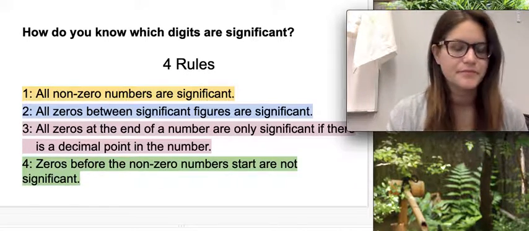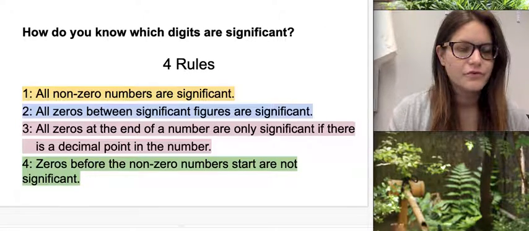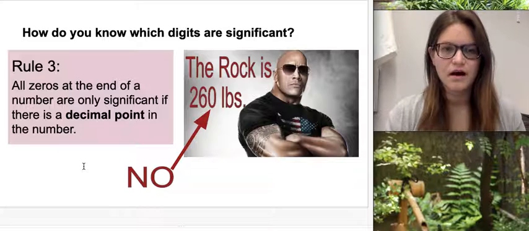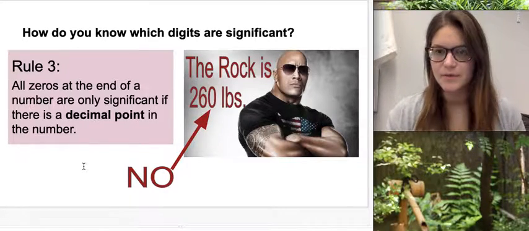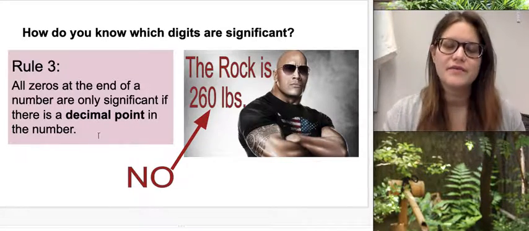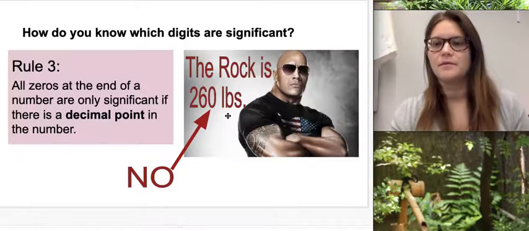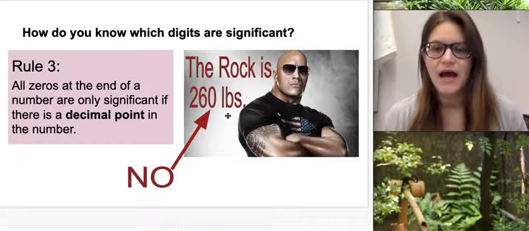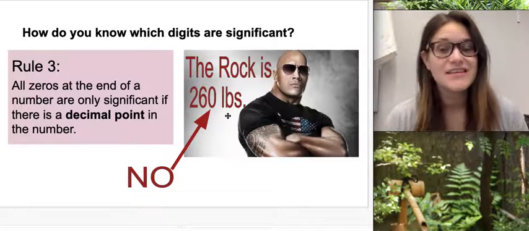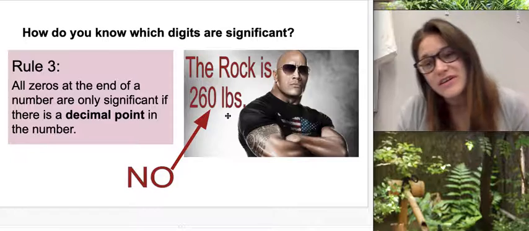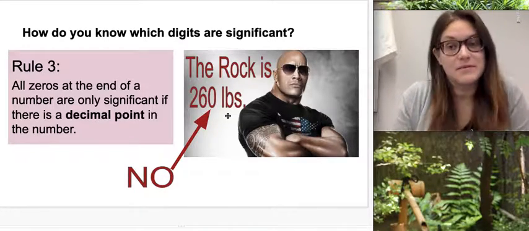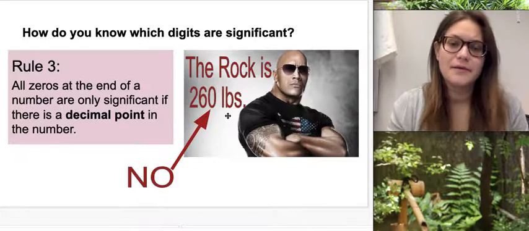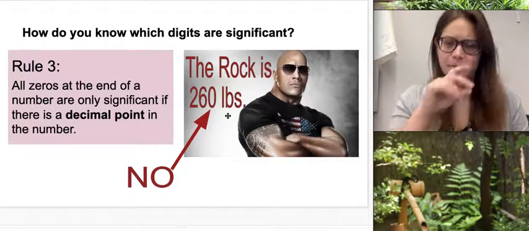So for rule number 3, all zeros at the end of a number are only significant if there is a decimal point in that number. And so what that means is, for example, according to Google, The Rock is 260 pounds. I don't know if he's exactly 260 or if he's like 262, 263, 264. He can't be 265 because then they would be rounding the wrong way.